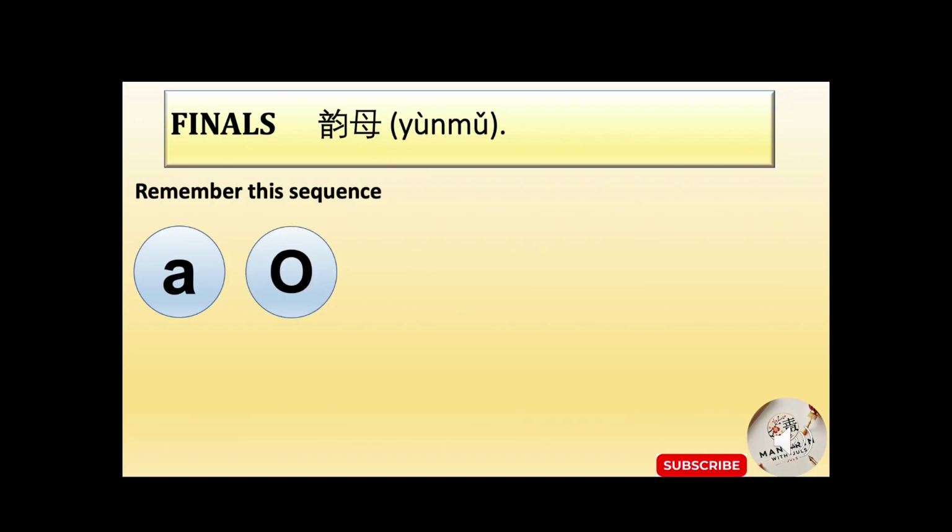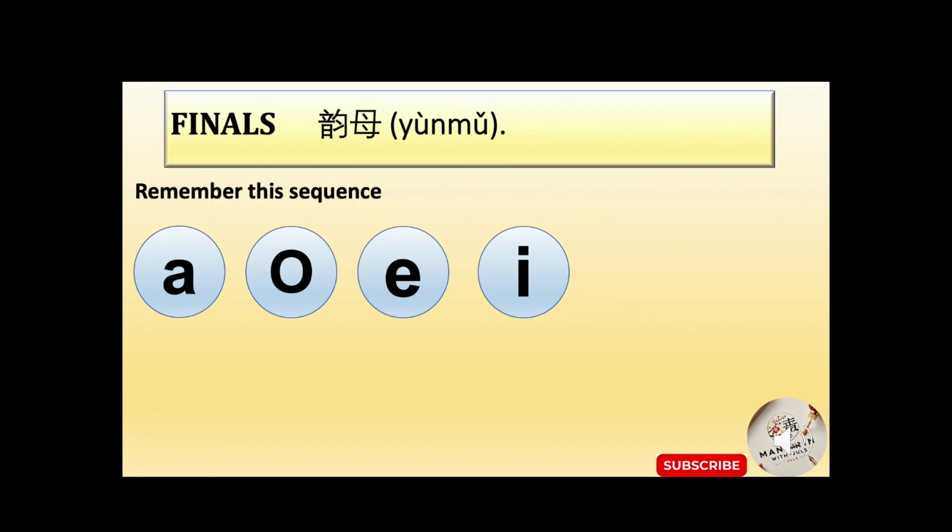Okay, the next one is "o". The third one, initially I found this very difficult to pronounce. So what you do, place the tip of your tongue at the upper part of your jaw. Okay, that's how you say it.